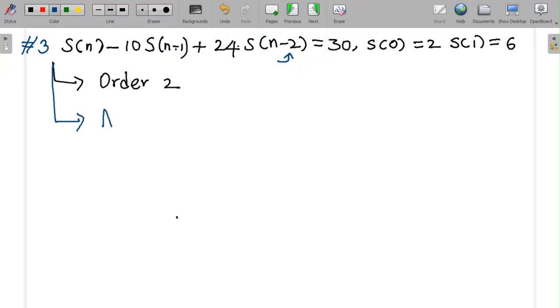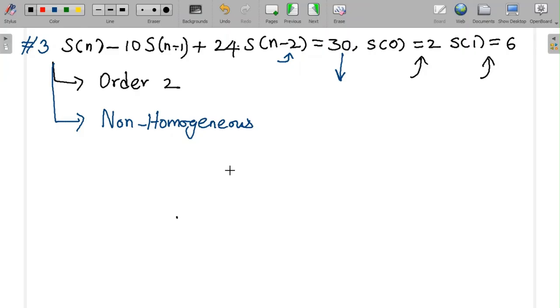Secondly, it is non-homogeneous. Why is this non-homogeneous? S of n actually takes the form S of n minus 10 times S of n minus 1 plus 24 times S of n minus 2 is equal to 30. So here we have a function as part of the recurrence relation. S of n depends not only on the previous terms but also a constant. Therefore, it is not homogeneous and it is of order 2. We also have two extra pieces of information, the answers for S of 0 and S of 1.